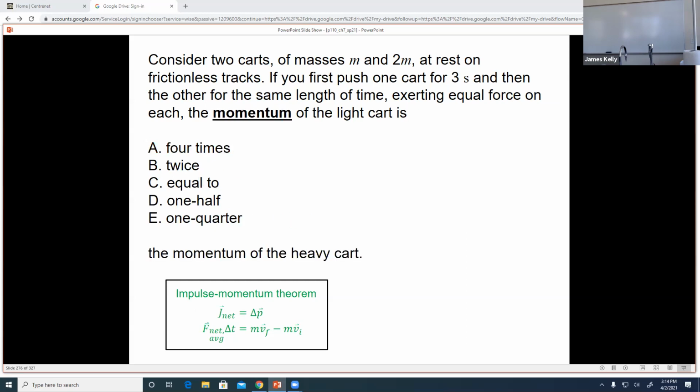Okay, the point of that was a lead in to thinking about their momentum, because this at least uses our new definition. Same setup, pushing both, same force, both for 3 seconds. How does the momentum in the final state compare of the light cart compared to the heavy cart?